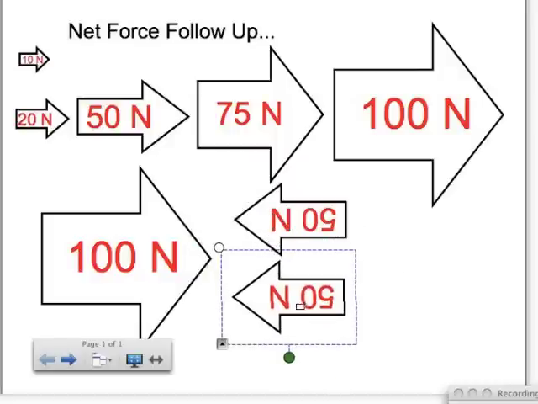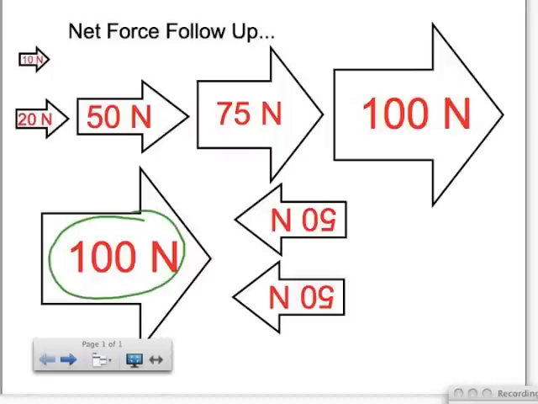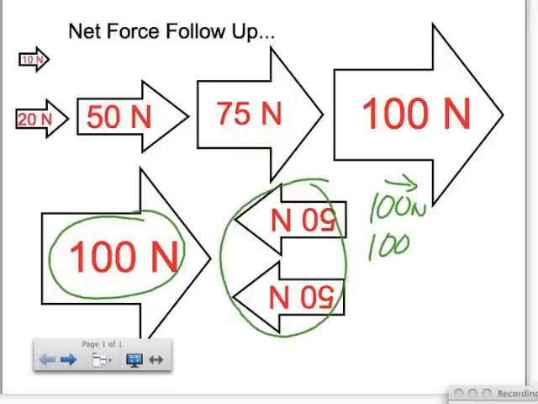So if I take this one now and I reverse it, now I've got 100 newtons moving to the left and I've got 100 newtons moving to the right. So basically this guy right here is 100 to the right, and these two right here combined are 100 newtons to the left. So when we subtract those, we end up with 0 net force. And because there is no net force, because everything cancels each other out, we know that this particular situation is balanced.